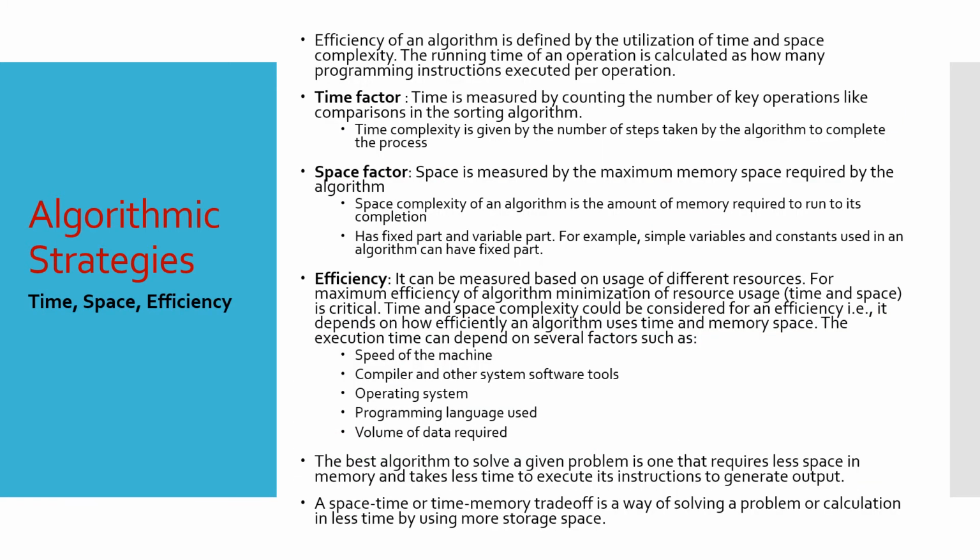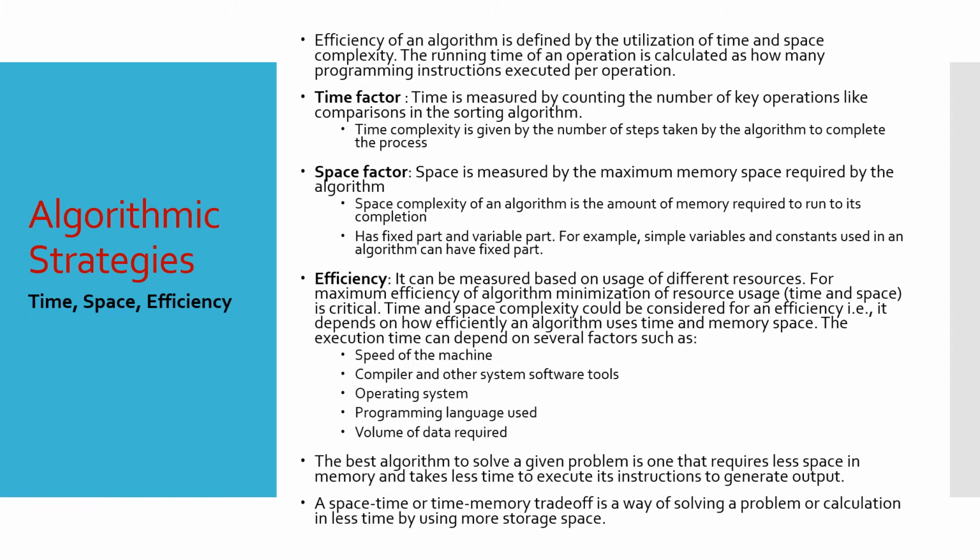In this slide, we are going to see more about the time, space, and efficiency related to an algorithmic strategy. Okay, so the efficiency of an algorithm is defined by the utilization of time and space. What does that mean? So the running time of any operation is calculated by how many programming instructions are executed per operation. What does that mean again?